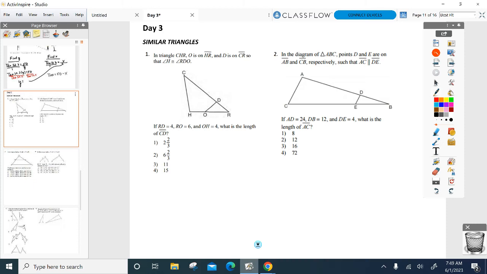All right, similar triangles. You guys can go ahead and label your diagram. Go ahead and label with all the givens there.